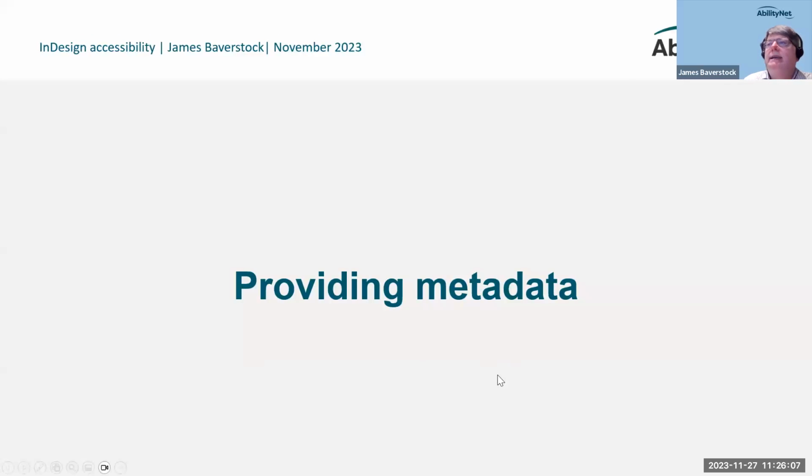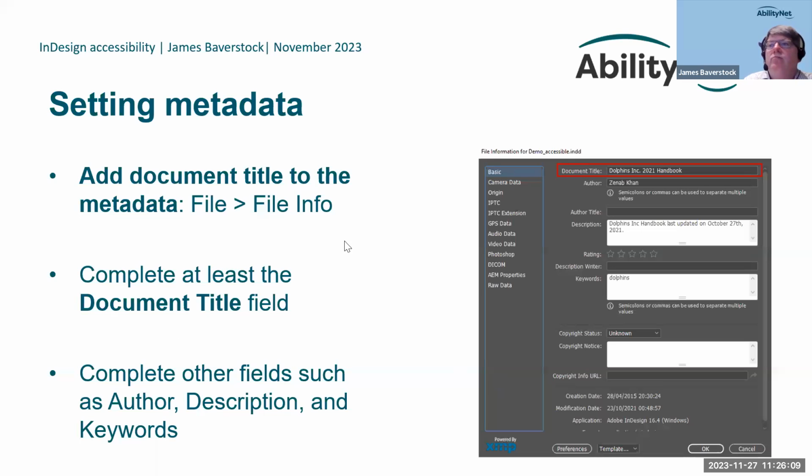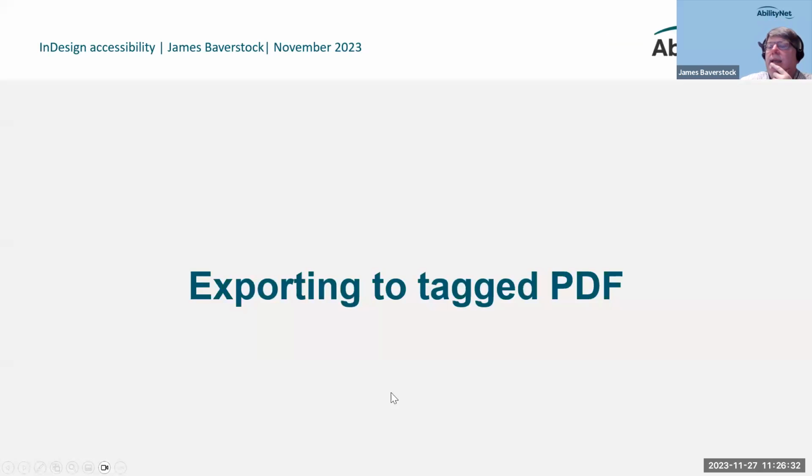Providing metadata, the really important thing to make sure that's filled in, in terms of the Web Content Accessibility Guidelines, is that files need to have a document title, a descriptive document title. And you can do that under File, File Info, and fill in the other fields if you want to. But the main thing you really want to do is make sure that the title is available.